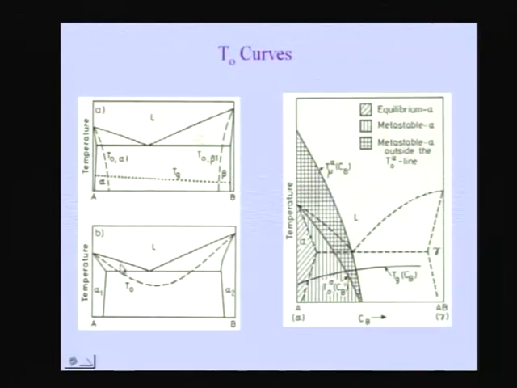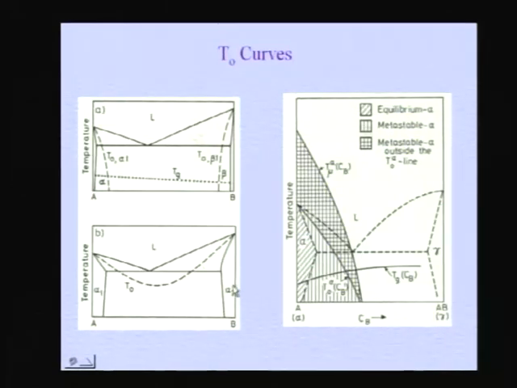But if you have a situation where the liquidus is very shallow, then the T naught will be shallow and the T naught of beta will also be shallow, and both of them might intersect, or in this particular case you are seeing only one T naught. Why do you see only one T naught? Because the structure on this side and the structure on this side is the same.